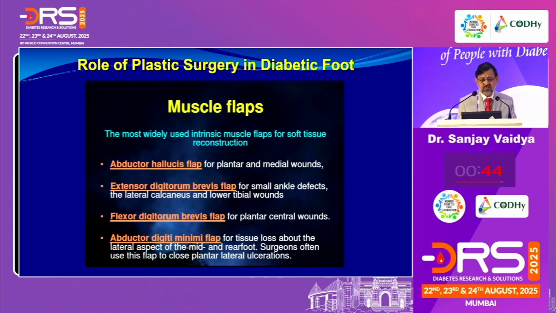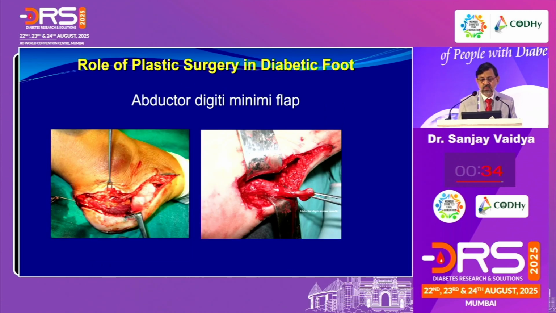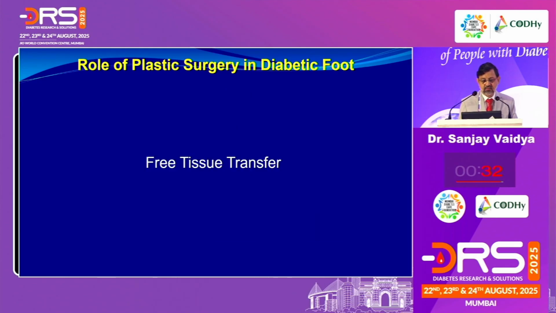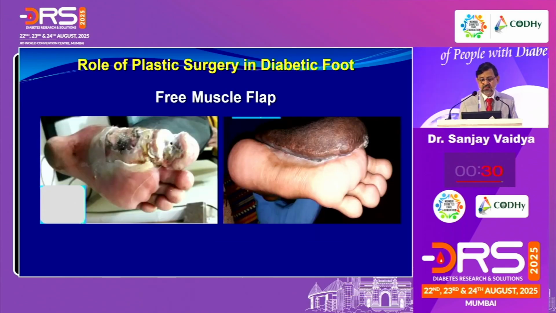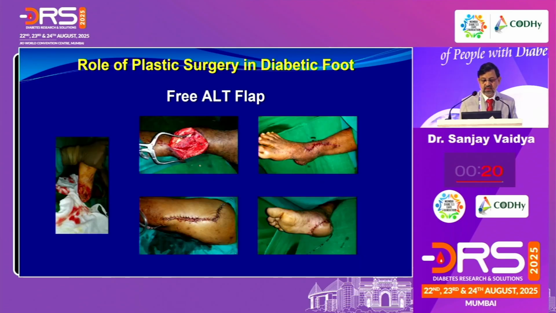And then various kinds of muscle flaps. We use intrinsic muscle flaps, like this abductor hallucis brevis, which is rotated to cover the heel defect, or an abductor digiti minimi to cover the heel defect, or a free tissue transfer such as this, where after amputation of the great toe and extensive debridement, a free muscle flap was put, or a free anterolateral thigh flap, as you can see here after a good debridement. Again, another case of a heel defect with a free ALT flap.